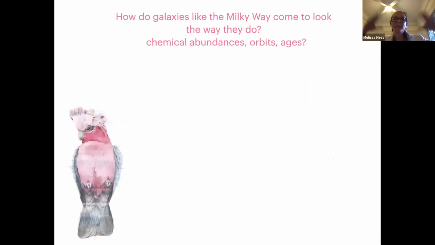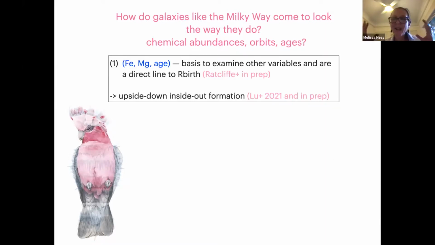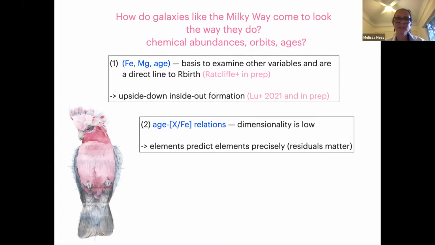Okay, so in conclusion, my big picture question that I did not answer is, how do galaxies like the Milky Way come to look the way they do? Chemical abundances, orbits and ages are what we have. What we have determined in getting to this question is that iron, magnesium, and age are a very sensible basis to examine other variables. They're a direct line to our birth, and we think we can use these to trace the upside down, inside out formation of the disk.